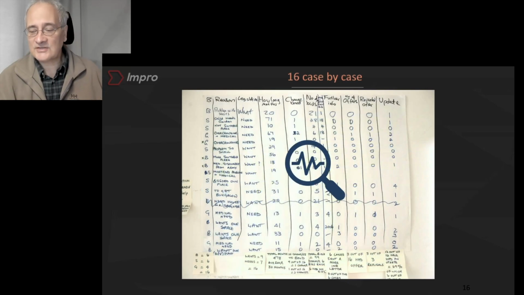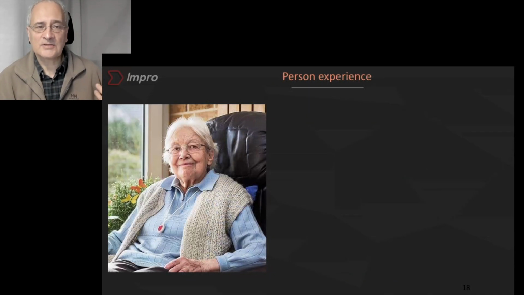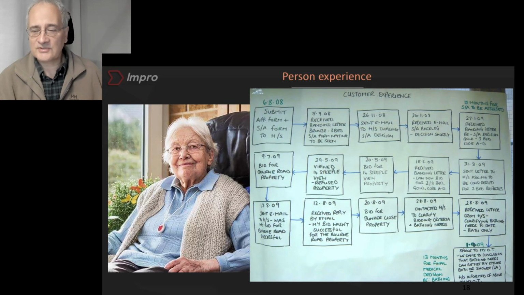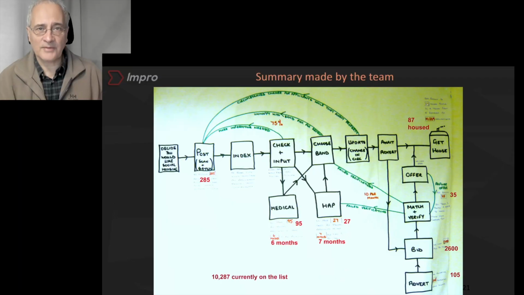And what we also did is we had a look at a random 16 cases to go into more detail. We looked at the person's experience when they went through this process with us and what it was like. And in this case, typically it took a year from when this person submitted their application form to when it was actually approved and on the system, a whole 12 months. Again, that was something that the team had not realised.